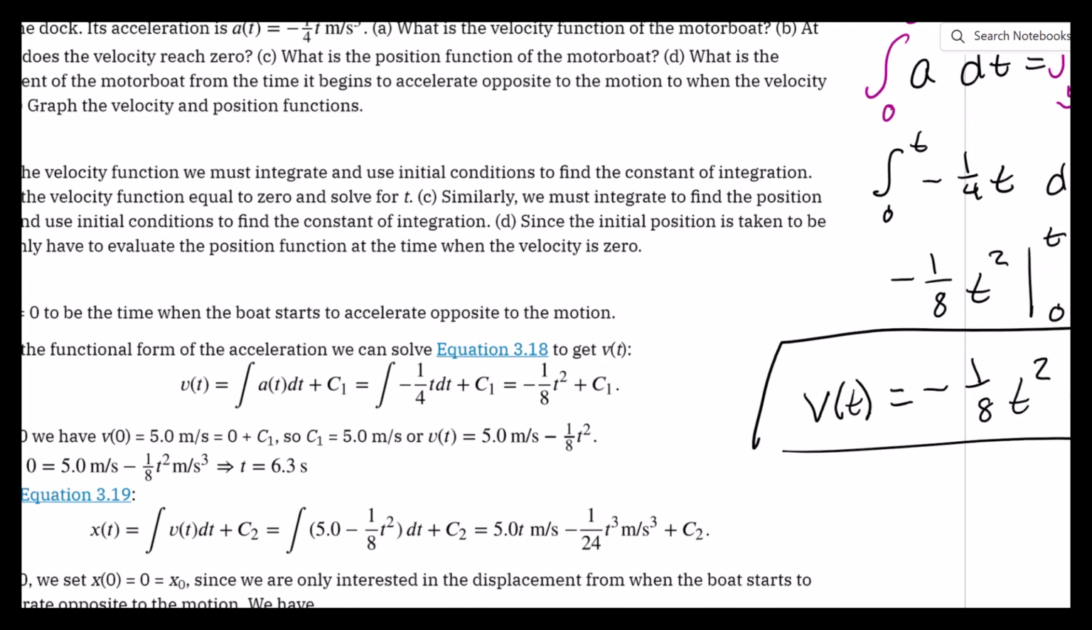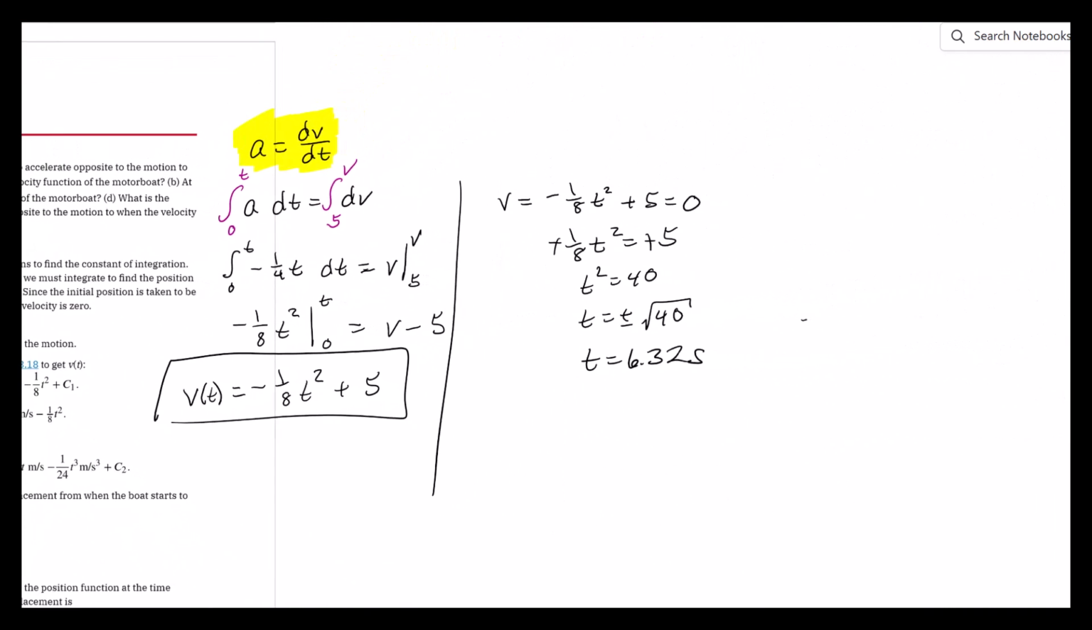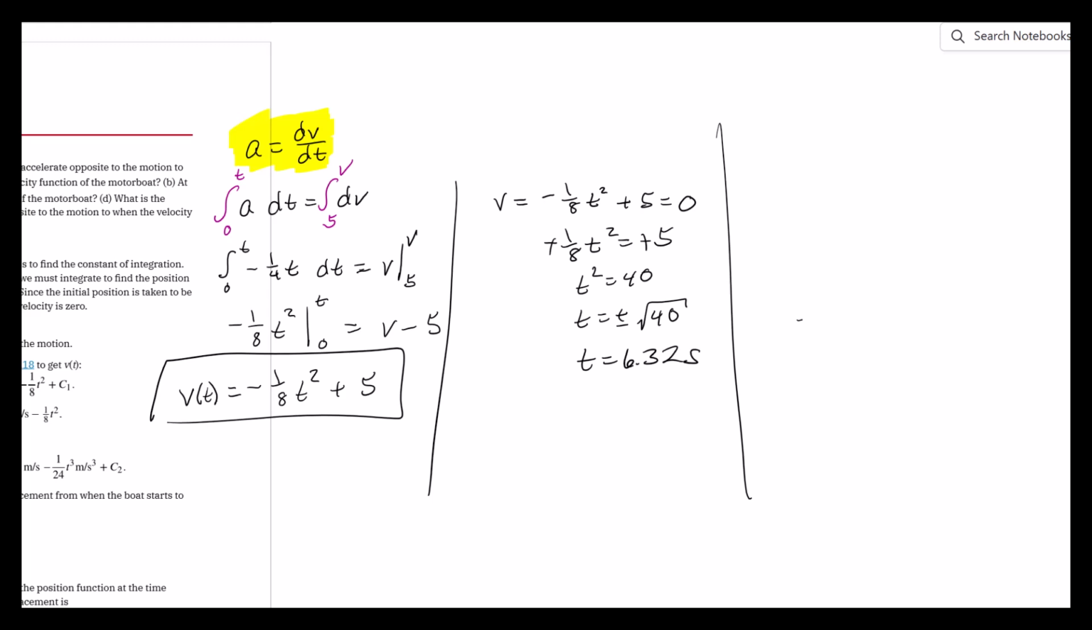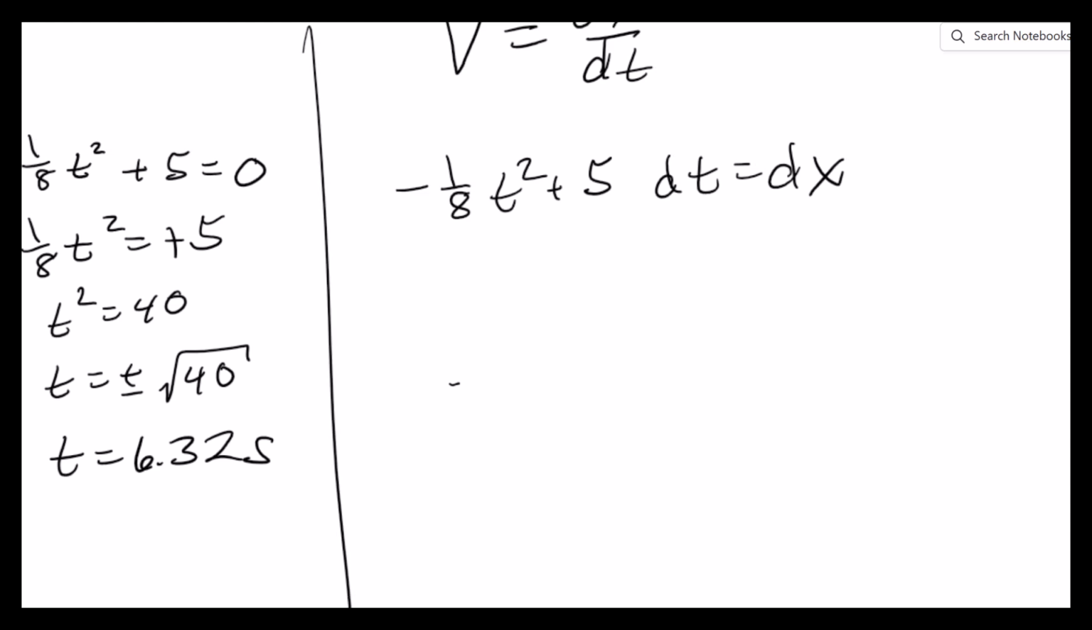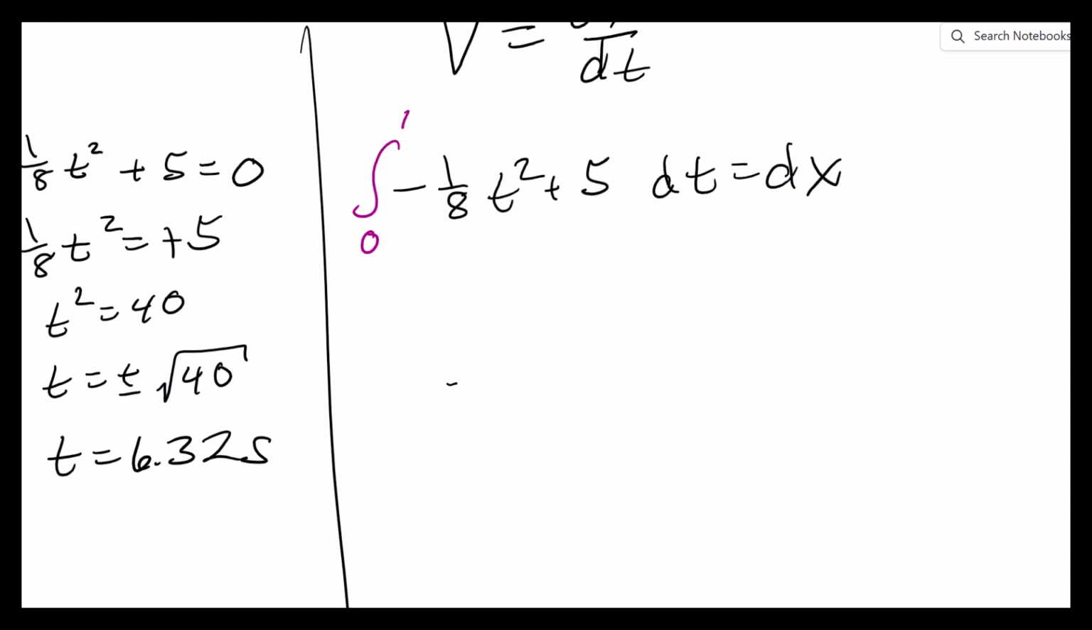What is the position function of the motorboat? Okay, so again, going back to base principles, I know that velocity is dx/dt. So I know that negative 1/8 t squared plus 5 dt equals dx. Okay, and I can integrate from an initial time of 0 to some random t, from an initial position, we'll just start at 0. Again, this is a big assumption. We're just assuming we start at 0. We just hope the problem would tell us if it wanted us to start someplace else.